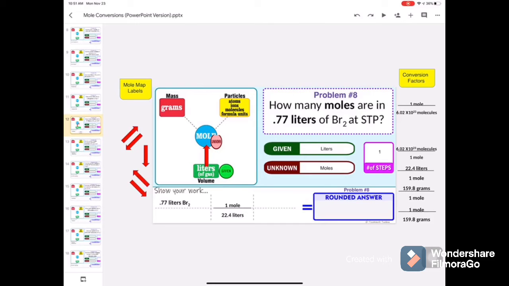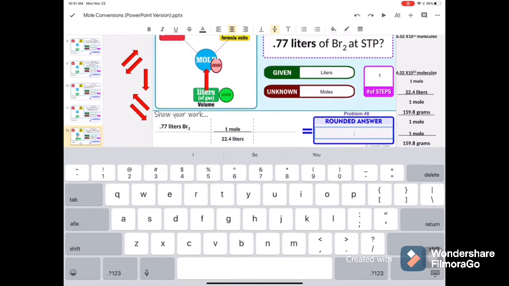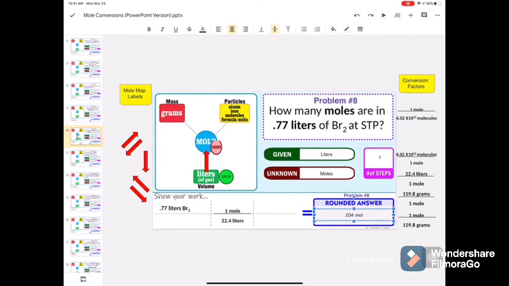So this is now set up. Your setup's complete. So that will be 0.77 divided by 22.4 equals 0.034. So I'm going to type in 0.034, and what's my unit? 0.034 moles. Okay? So I want to know, am I right?